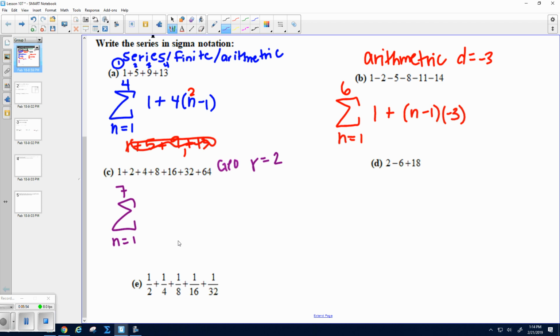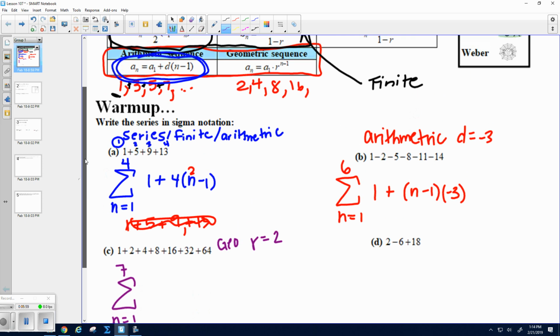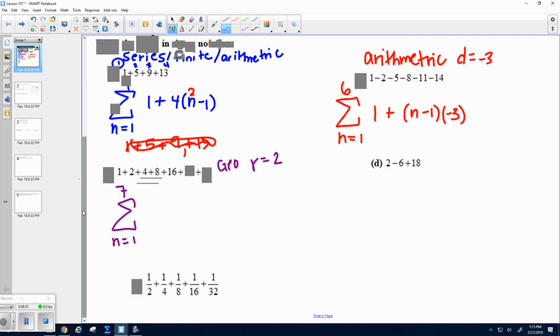So we're using a different formula, though. We're not using the arithmetic formula. We're using the geometric formula for a sequence. So it's a1 times r to the n minus 1. What is a1? 1. What is r? 2 to the n minus 1.